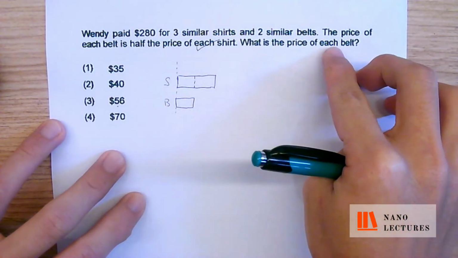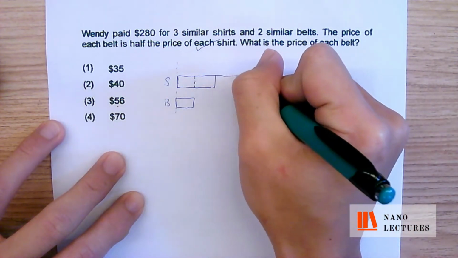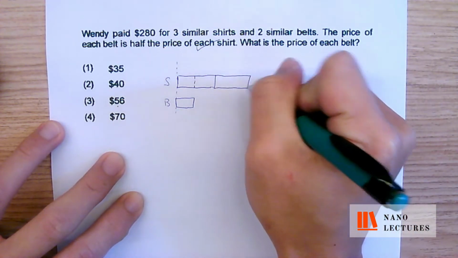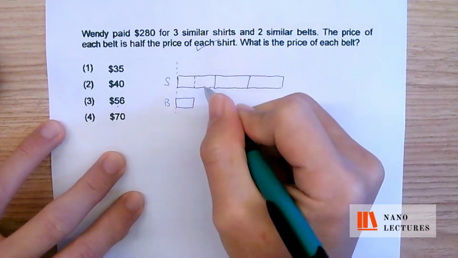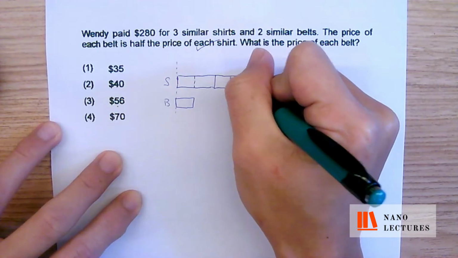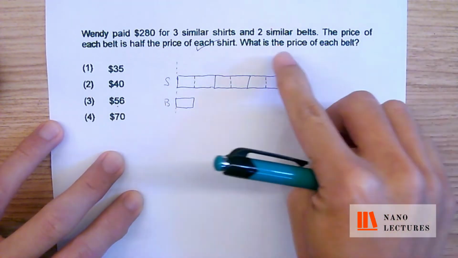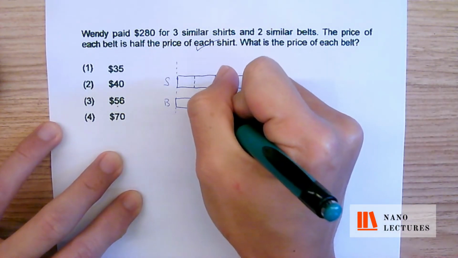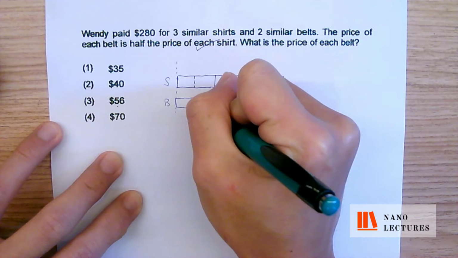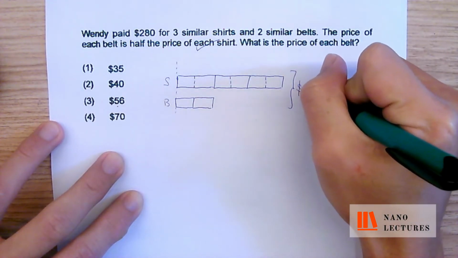Now moving on, they said that for 3 shirts, so I'm going to draw 3 shirts over here. So it'll be 1 and 2. And in total, I'm going to have 3 shirts. And since I cut the first one into half, I'm going to cut the second one and the third one into half as well. Okay? Now, and then they said that Wendy also bought 2 belts. So it will be 2 belts over here. And the total here, it will be $280.